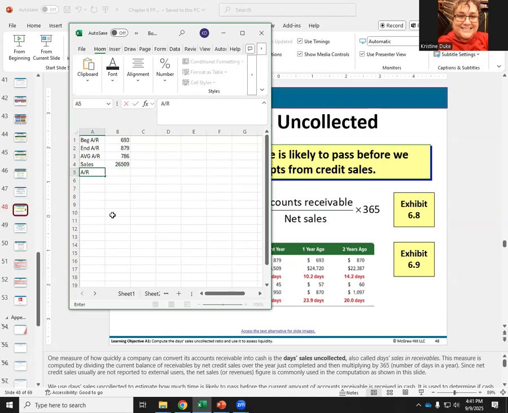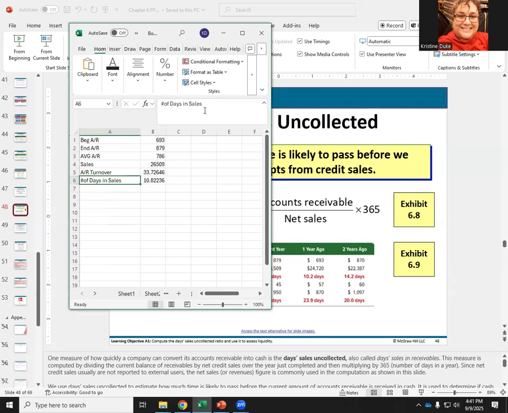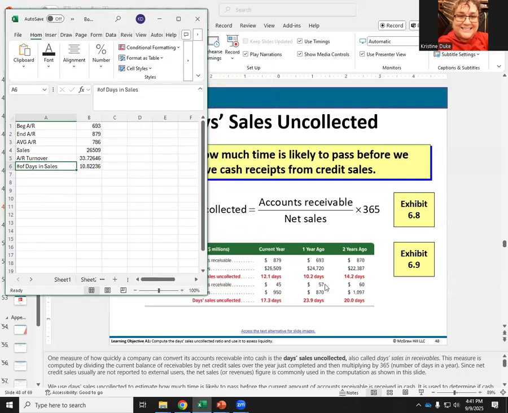This is my accounts receivable turnover. They're doing number of days sales. I'm going to take that sales divided by my average accounts receivable, and I got 33.72646. So then, number of days in sales, I'm going to take 365 and divide it by the 33.72, and I'm going to get 10.822, which mine, they got 12.1. I got 10. I'm going to trust mine more than I'm going to trust theirs.